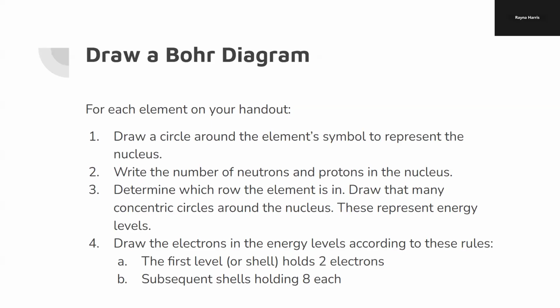Whichever row your element is in is going to determine how many circles you have for your electron shells. And then draw the electrons on each shell. So the first level can have 2 electrons and all the other levels can have 8. Any questions about this assignment? We're going to do this for both, so you'll have 2 Bohr diagrams at the end.